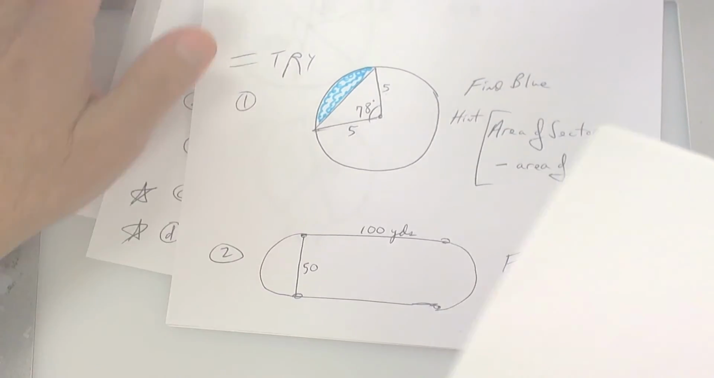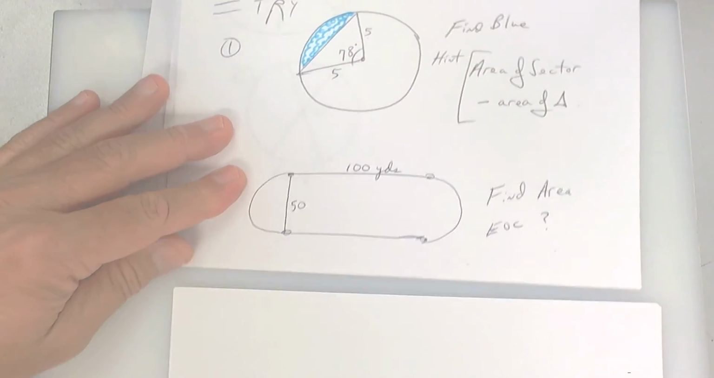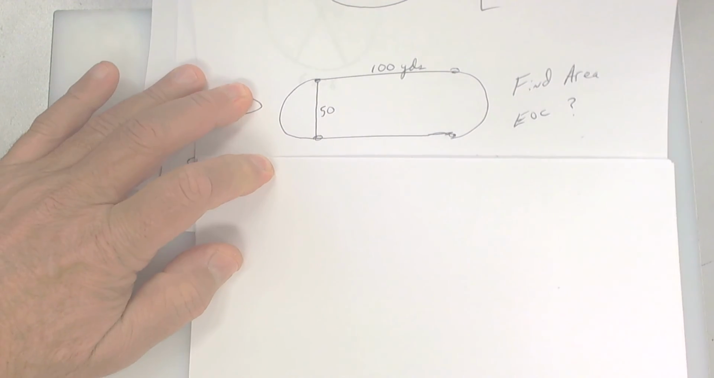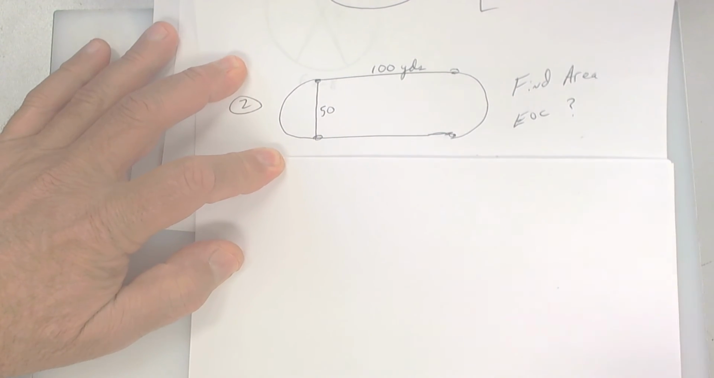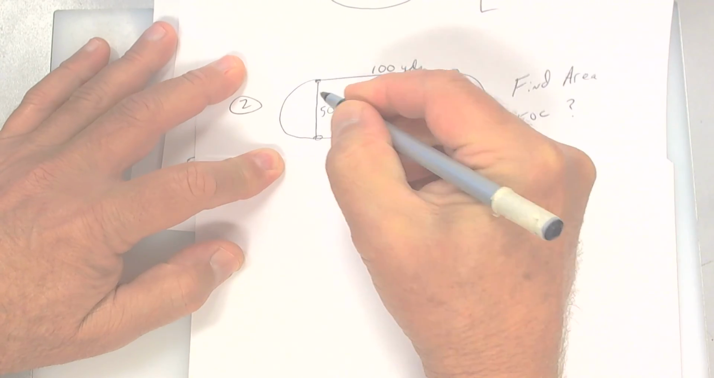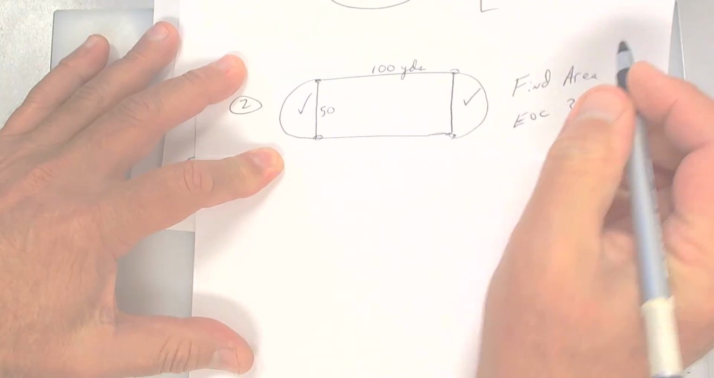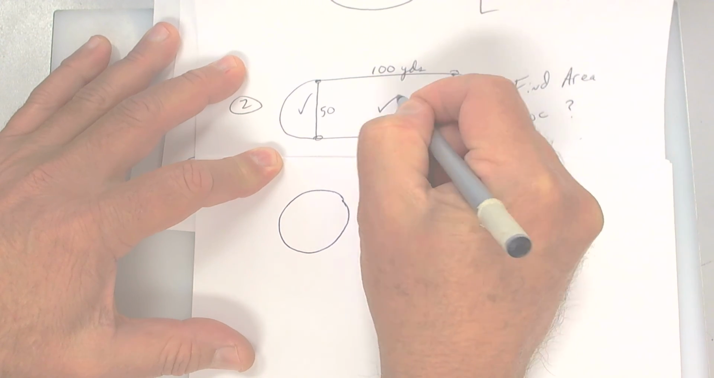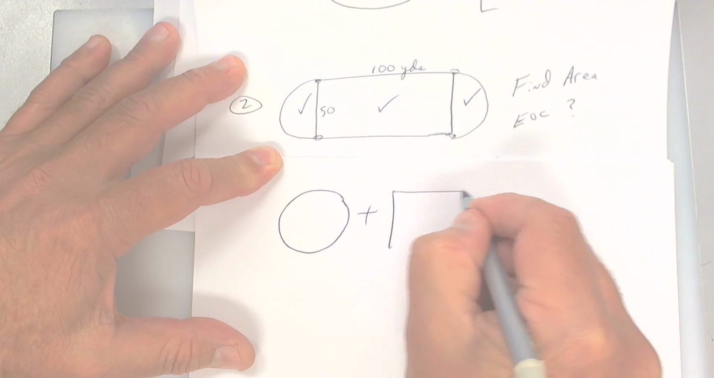This one right here now is on the EOC as well. This is like if you run around the track. Okay, now here's how you do this one, so pay attention. If you take this part here and put it with this part, you end up with a circle, plus this part is called a rectangle.